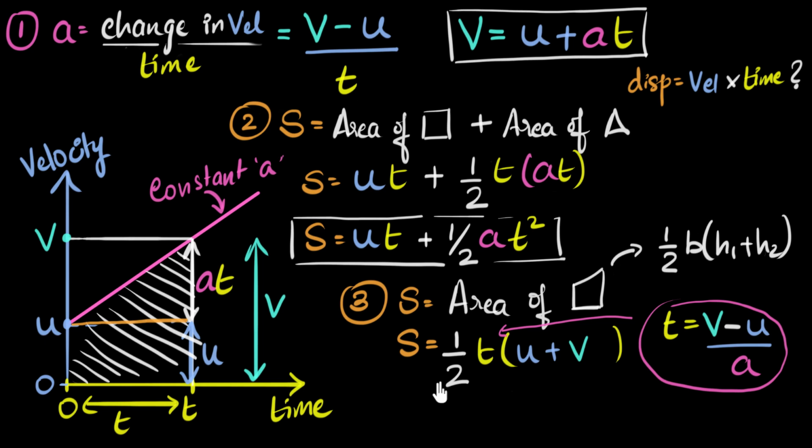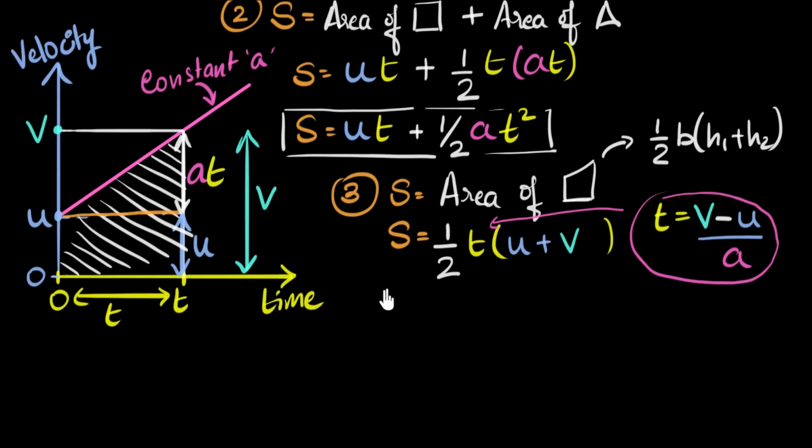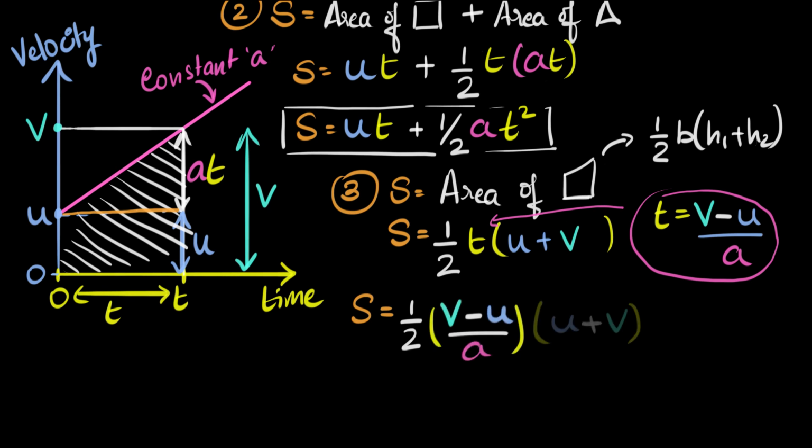And again, it's one of those moments where you could pause the video and see if you can try this yourself. See what equation you end up with. All right, let's do this. Let me move this thing up because we don't need any of that anymore. We just need this. So if we substitute, we'll get s is half into time. The time is (v minus u) divided by a into (u plus v).